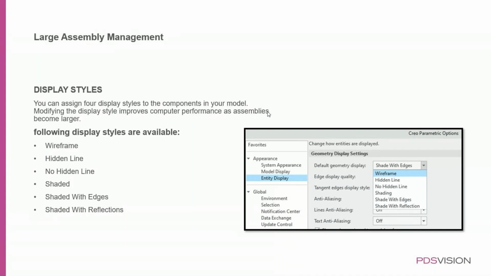I found that in very large assemblies and especially in drawings, wireframe is a lot quicker than, for instance, shaded with edges. No hidden line can also take some time because Creo needs to calculate what lines are hidden and what not. Wireframe just shows everything, and you can spin your models, and from there you can change what components or sub-assemblies you want to show as shaded or any of the other display styles. So just a quick one on how to manage that.